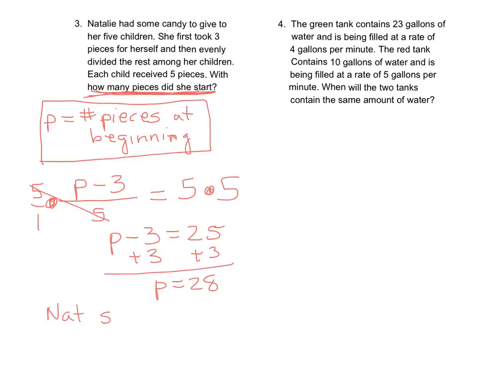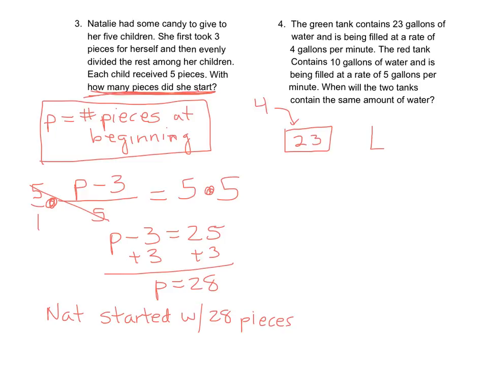So Natalie, we'll call her Nat, started with 28 pieces. Alright, last one. A green tank contains 23 gallons of water and is being filled at a rate of 4 gallons per minute. So you have a green tank. It has 23 gallons of water in it, and it's being filled at a rate of 4 gallons per minute.